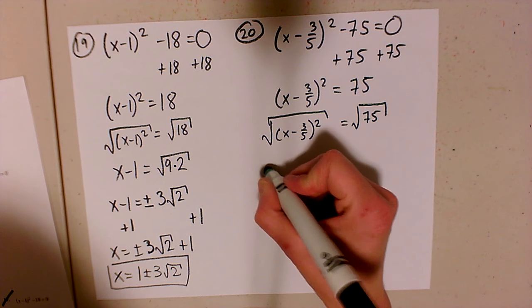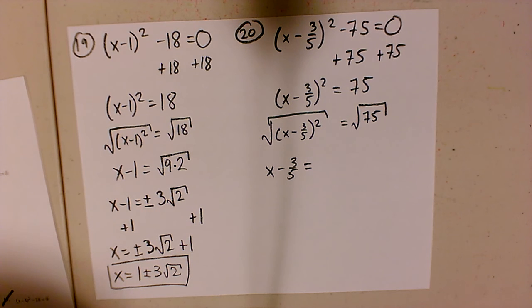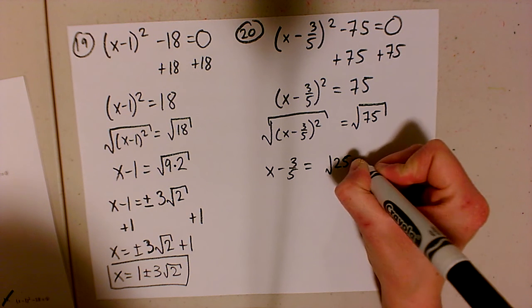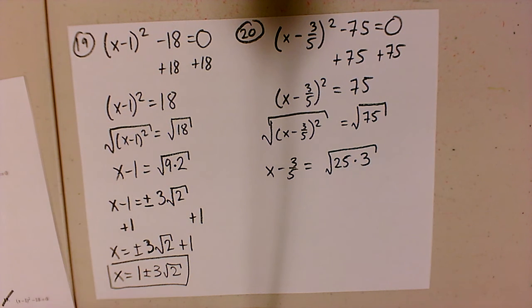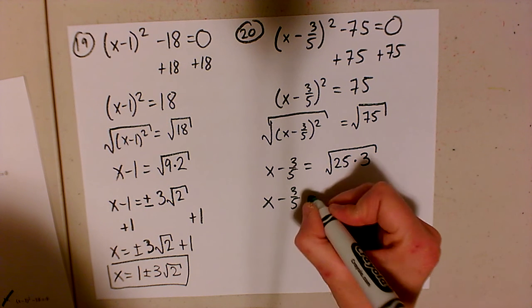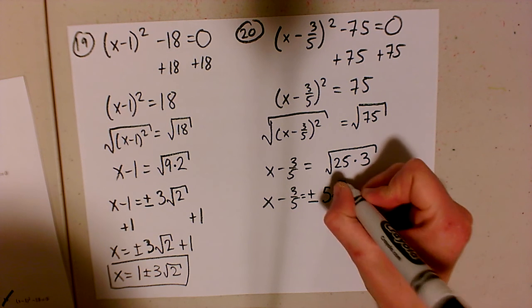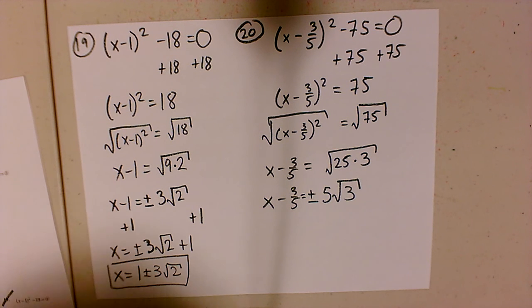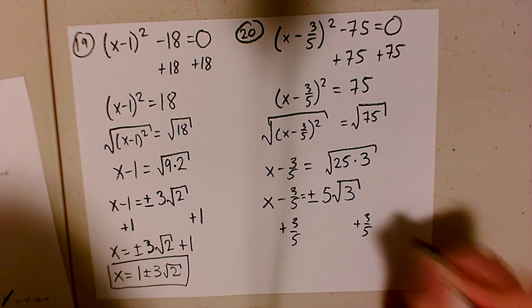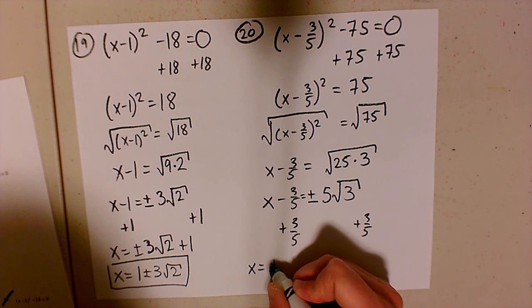Okay, so on the left, that's going to turn into x minus 3/5. Now, on the right, the square root of 75, well, 75, we can break that into 25 times 3. And the square root of 25 is just 5, so I have x minus 3/5 equals plus or minus 5 root 3. Now we want to get the x by itself, so what we have to do is add 3/5 to both sides.